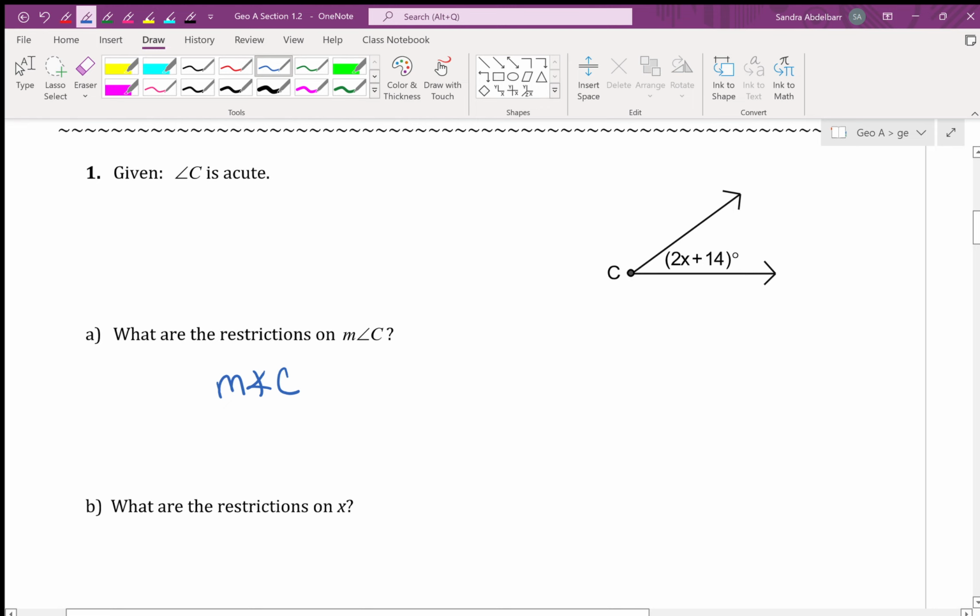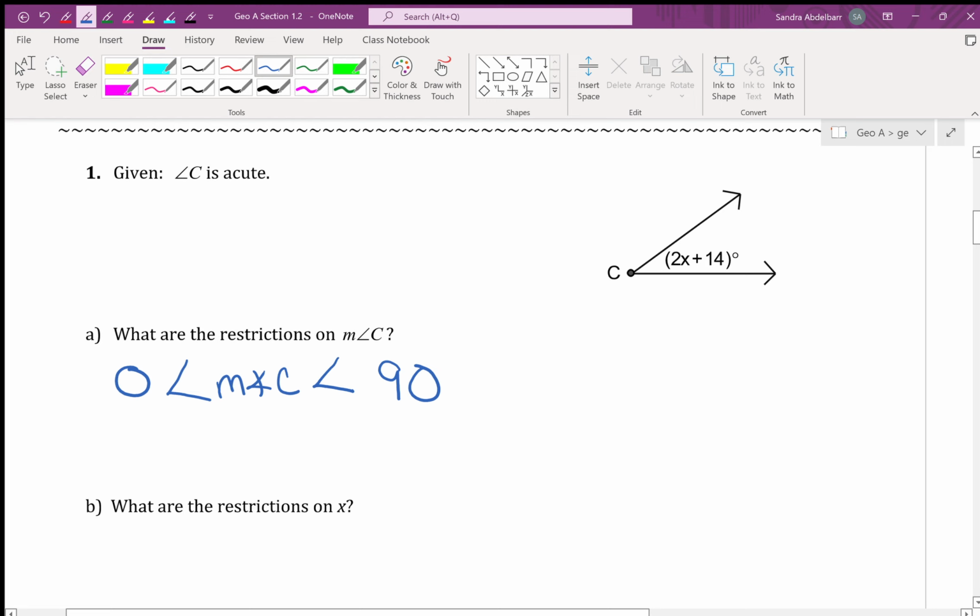So remember, I said we need two answers. Something it's bigger than, something it's less than. The way we're going to write this is you put whatever is going to have the restrictions in the middle. What's having the restrictions? The measure of angle C. And whatever it has to be less than will go to the right. So less than 90. And then whatever it's greater than will go to the left. It has to be greater than 0.